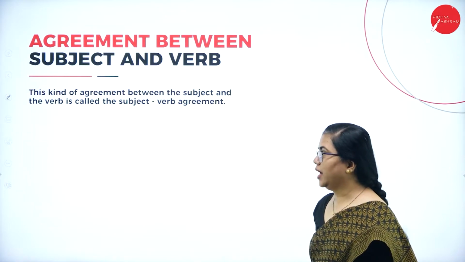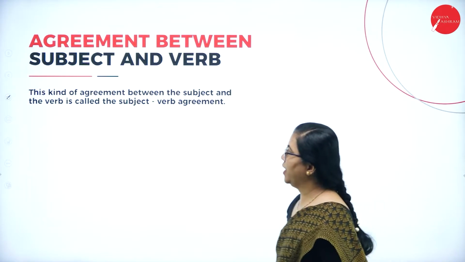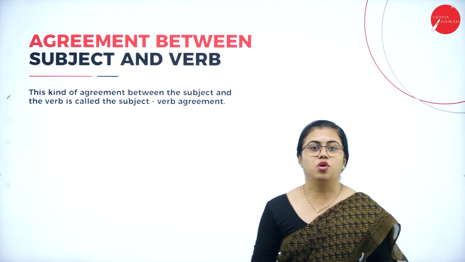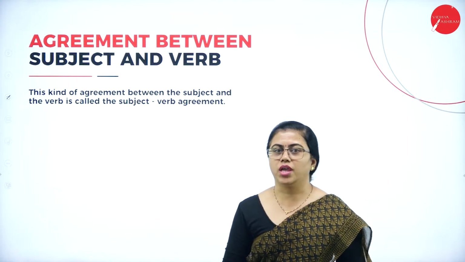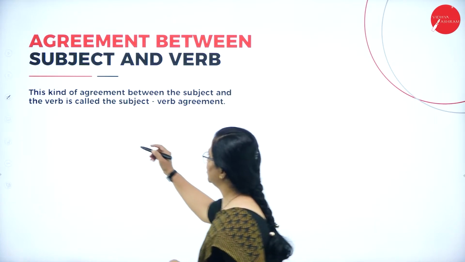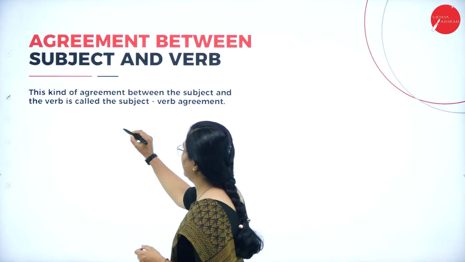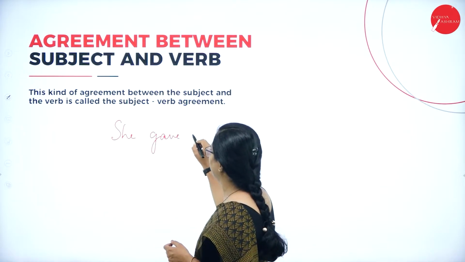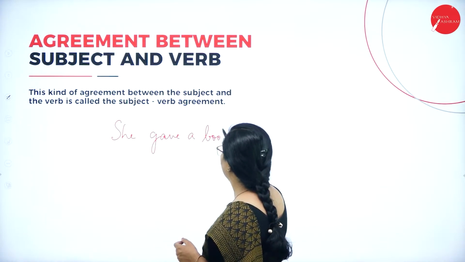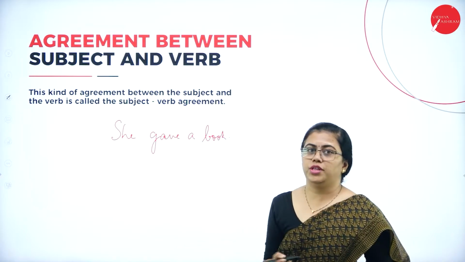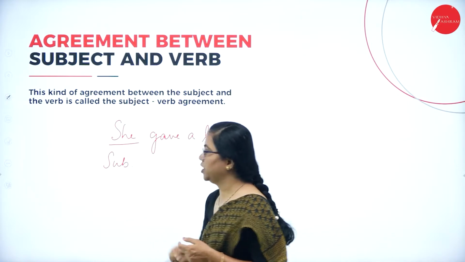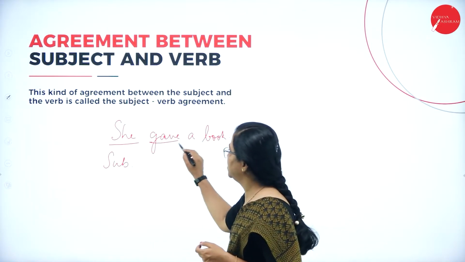So what is subject and verb agreement? The kind of agreement between the subject and the verb in a sentence is called subject and verb agreement. So what is a subject? Let us understand first. Suppose I have a sentence like, she gave a book. So who is the doer of the action? Whoever does the action, that is called the subject. Next comes the verb.